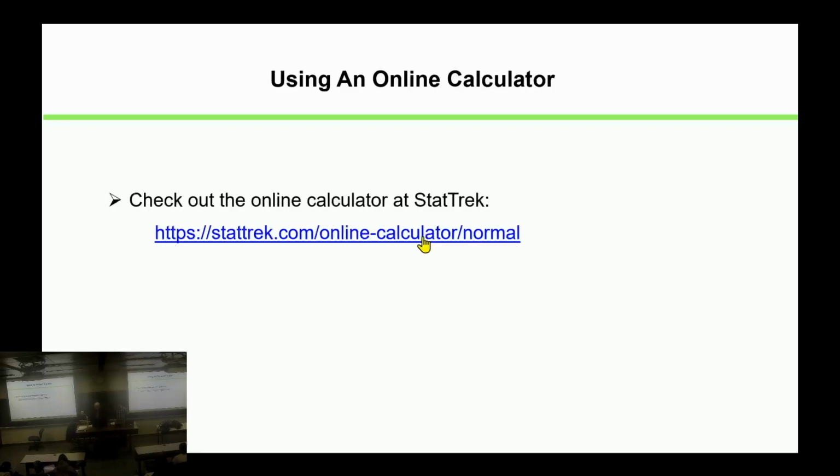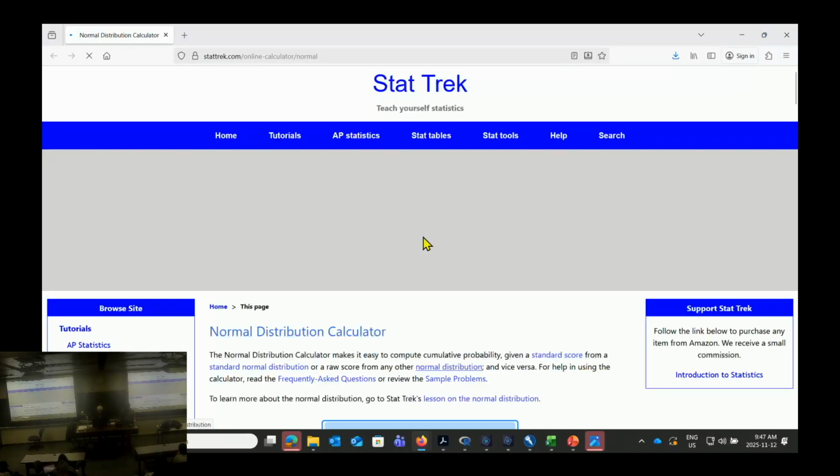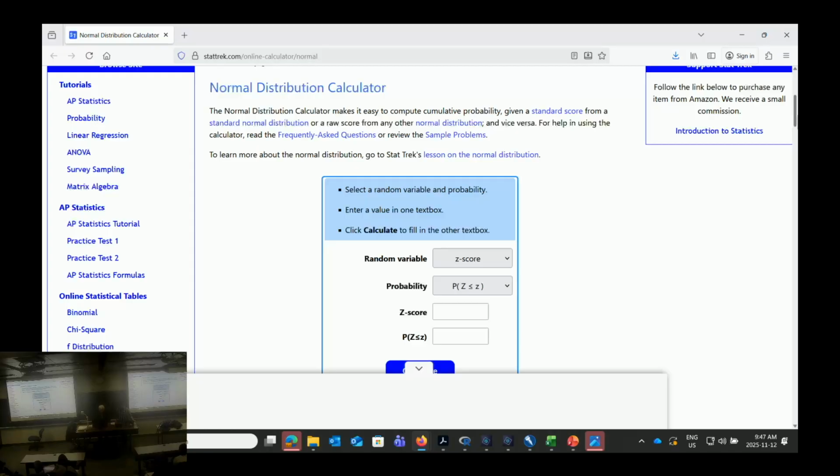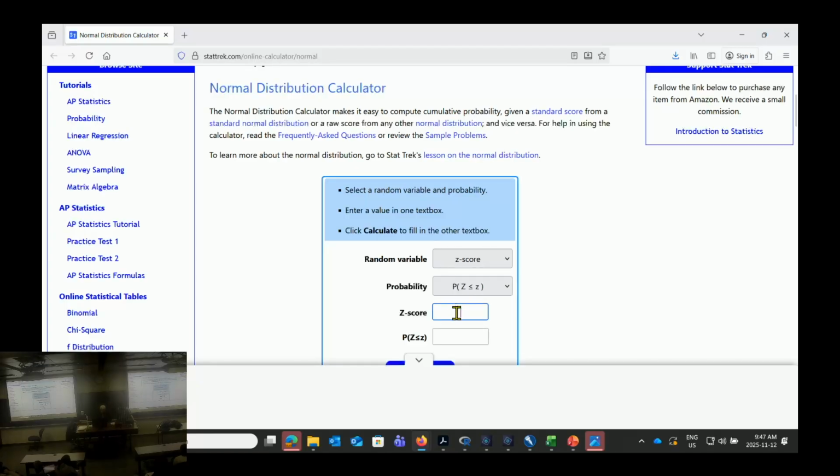Here it is. So this is what they call the normal distribution calculator, and it starts off assuming you've got a standard normal random variable that you want to work with, but it's going to give us some options here. So let's just take a look at a z-score. One of the ones we worked out before with a z-score was 2.43. So let's just put a z-score of 2.43 in there.